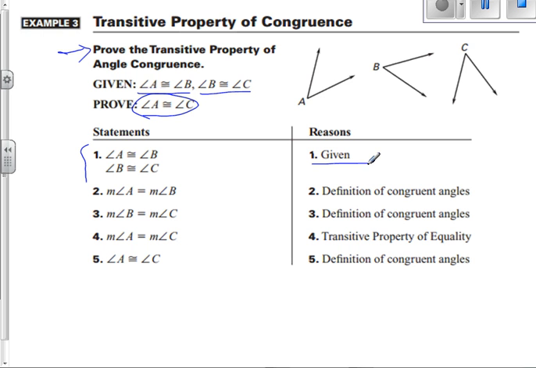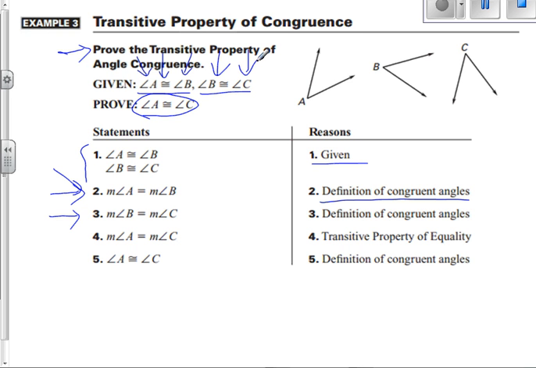That's easy. Then if we look at step 2, the measure of angle A is equal to the measure of angle B. That's your definition of congruent angles. Up here you're identifying angles and using the term congruence. Here we're actually looking at a measurement, an actual value, all right? And then if I look at step 3, the measure of angle B is equal to the measure of angle C. Again, definition of congruence, which is right here.